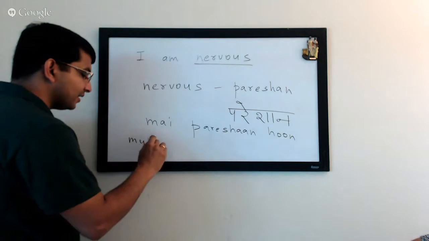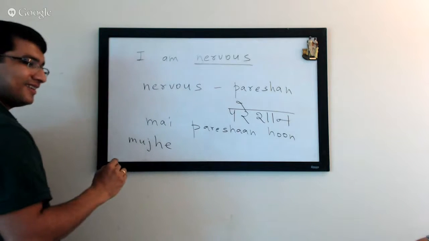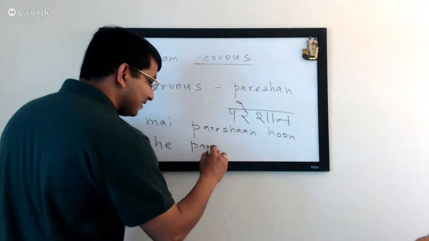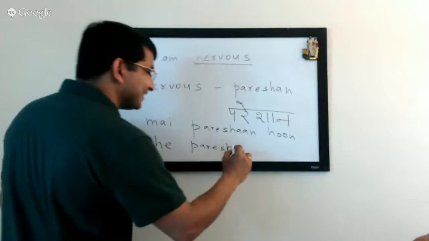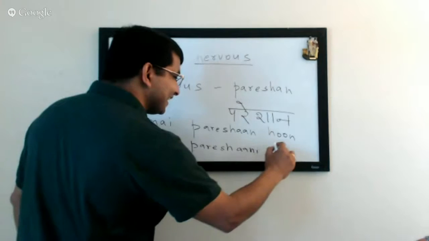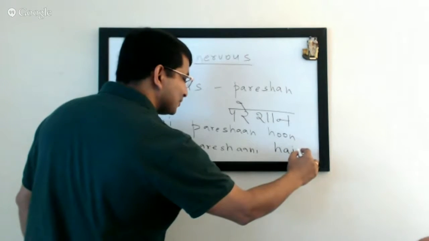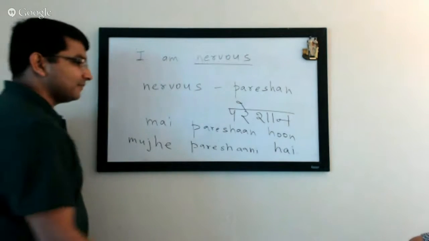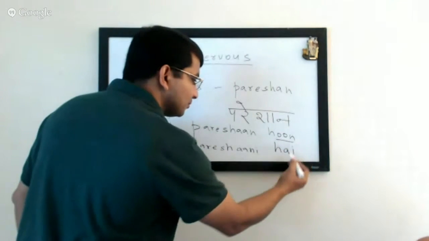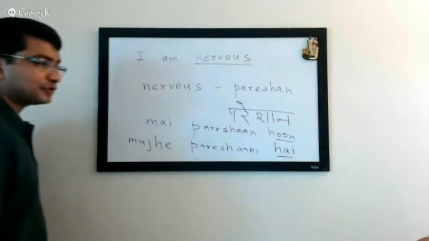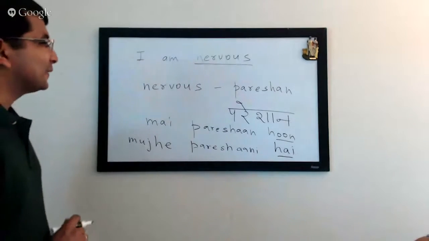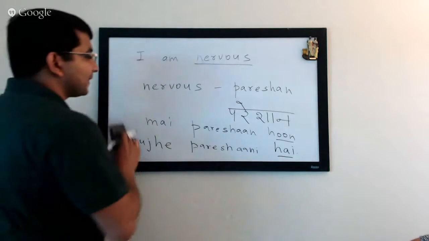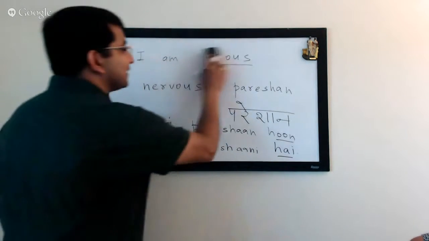Now, same thing, if you were to use a postposition को, it will be मुझे परेशानी है. Very good. मुझे परेशानी है. Okay. Look at it, here you're using मुझे and here you're using है, so pay attention to that. So that's how you'll say I'm nervous in Hindi. Should we continue? Let's continue. Okay. Yeah.